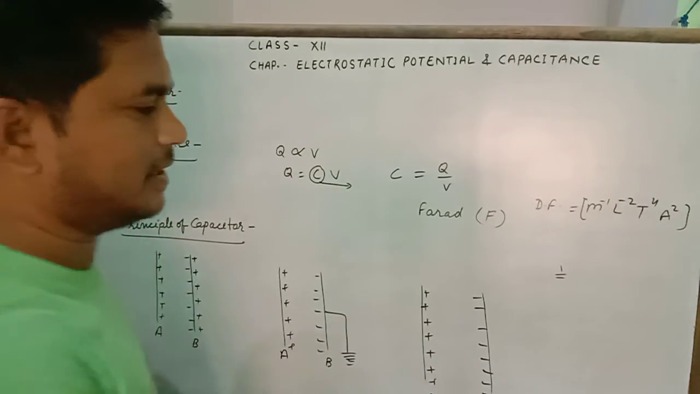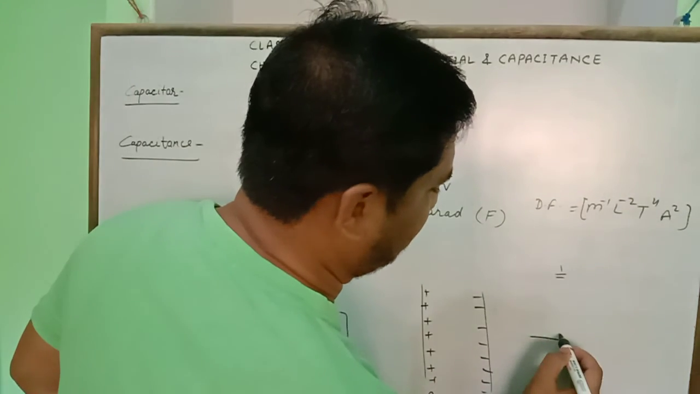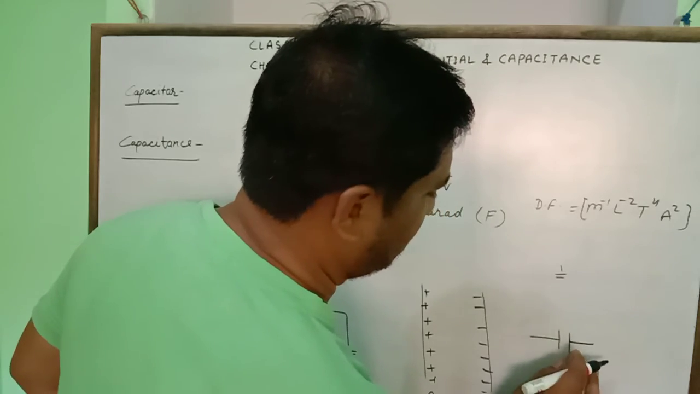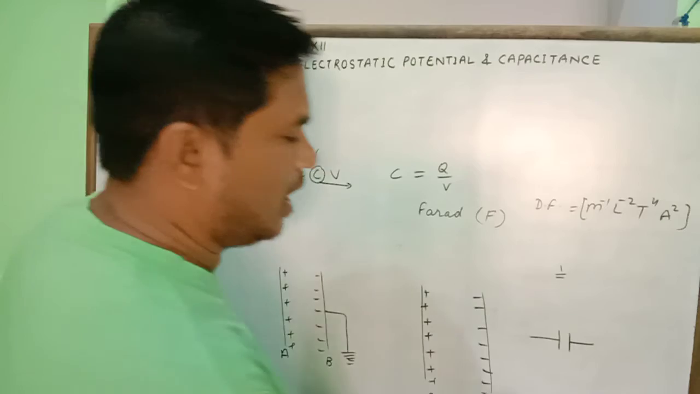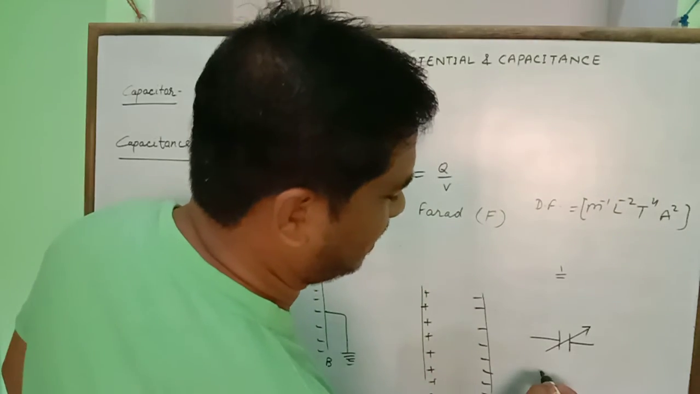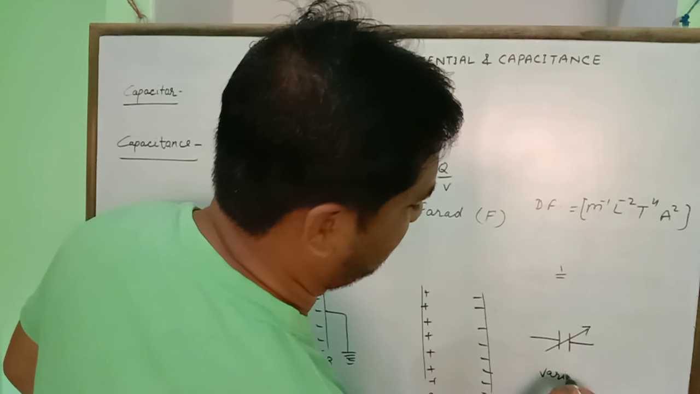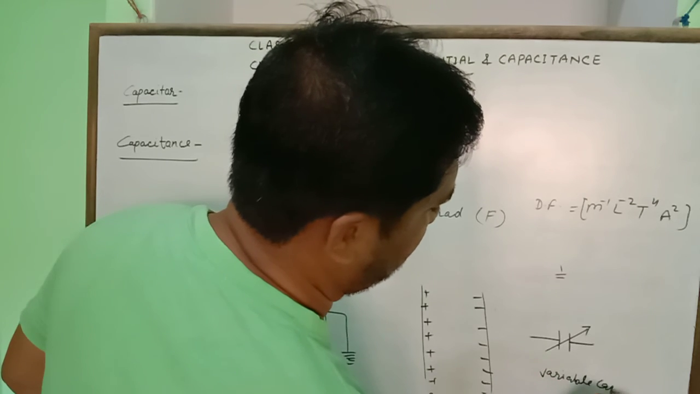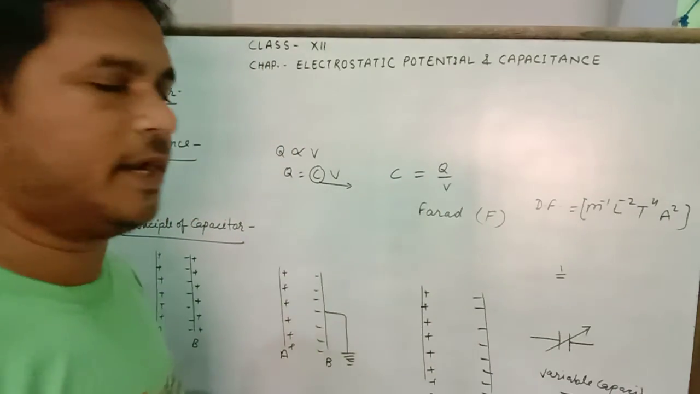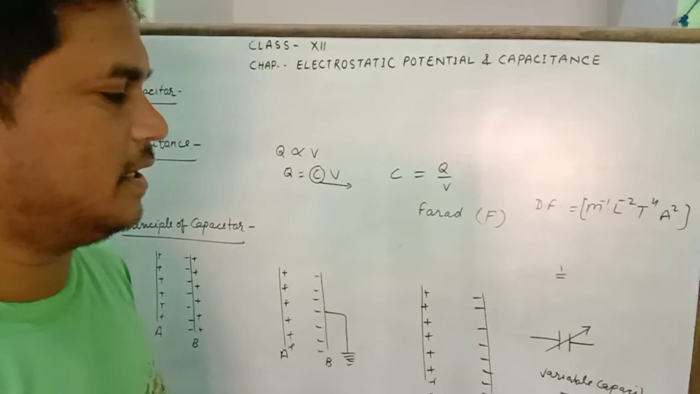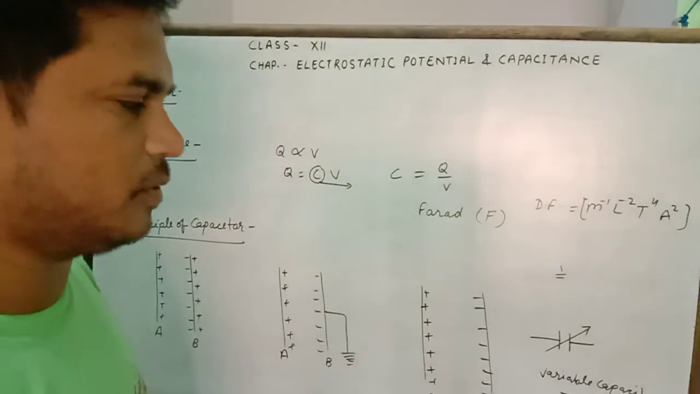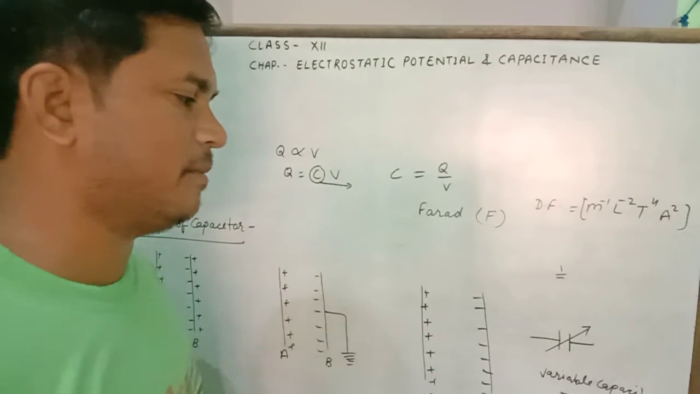So the capacitor can be represented by the two parallel lines. This is the capacitor. And if we apply the arrow sign, this is the variable capacitor. Variable capacitor, because the arrow sign represents that the capacity of that conductor varies with respect to time. So this is called the variable capacitor.